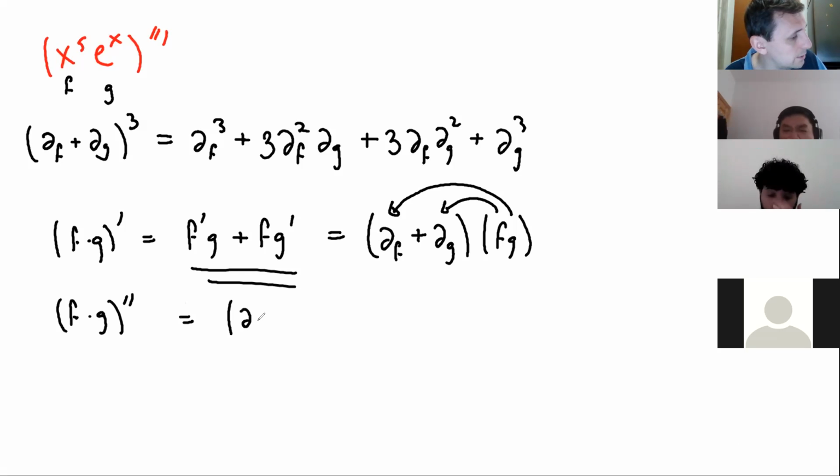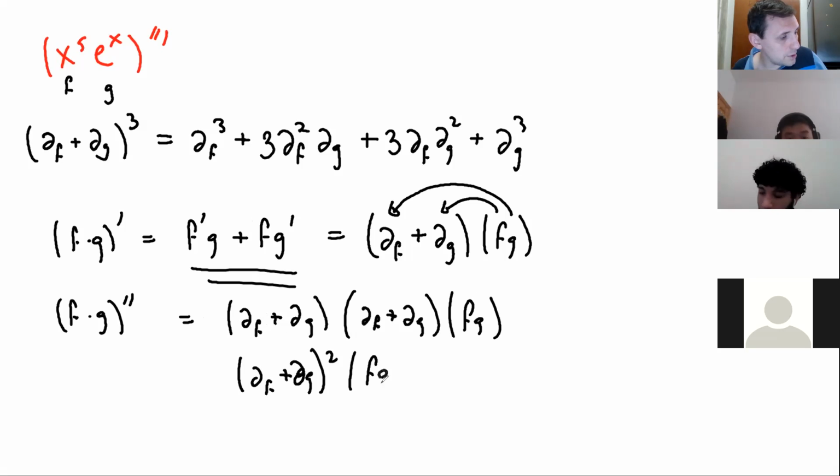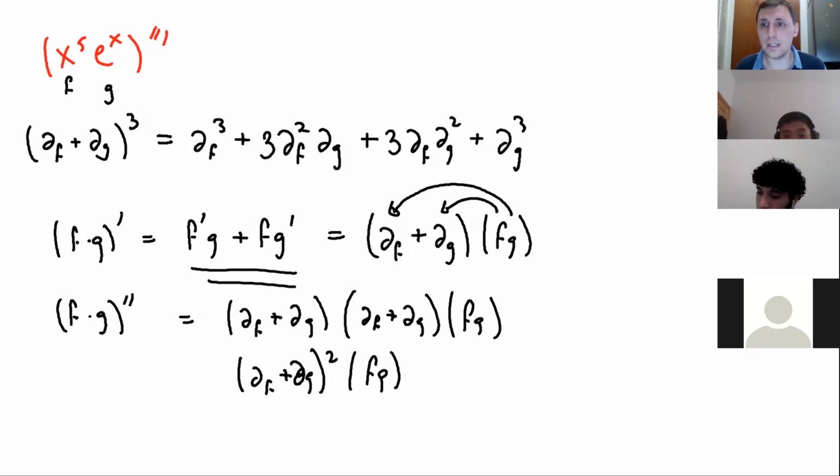That's the same as applying df plus dg to what? To this expression, right? To df plus dg having been applied to fg. And then you can see that it involves expansion of (df plus dg) to the power of 2 on fg. Same thing, expansion to the power of 2, where that means taking two derivatives. Why does the expansion work? Because of commutativity of numbers. Same thing here. That's why it works. Good. I hope you understand the idea, guys.